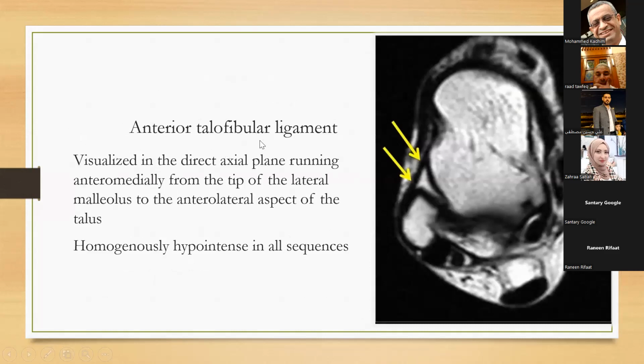The anterior talofibular ligament is visualized in the direct axial plane, running anteromedially from the tip of the lateral malleolus to the anterolateral aspect of the talus. And it is homogeneously hypointense in all sequences. Here's the anterior talofibular ligament, and it is hypointense.